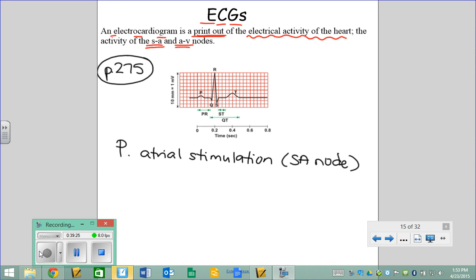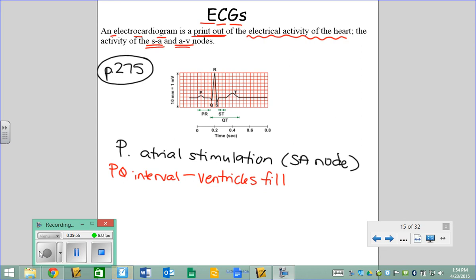Now the next thing isn't actually a letter, but moreover the absence of something. Between P and the next thing, Q, there's a space. So I'm going to call that the PQ interval. It's the space between P and Q. And this space is necessary for the ventricles to fill.